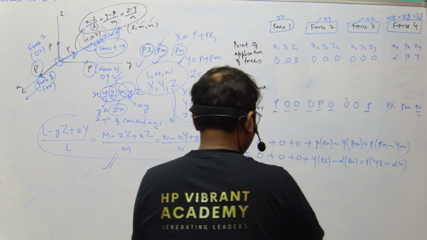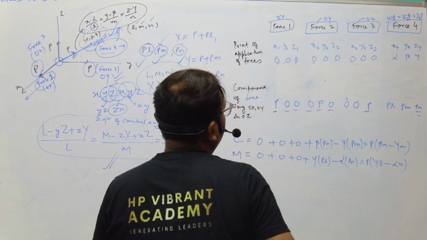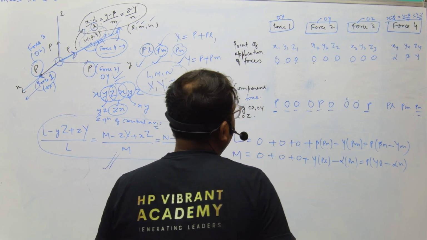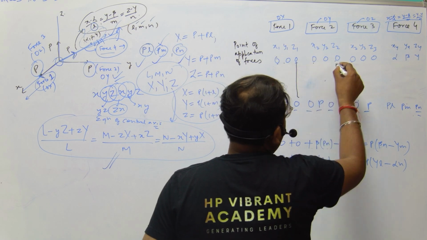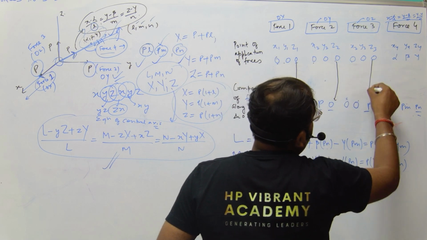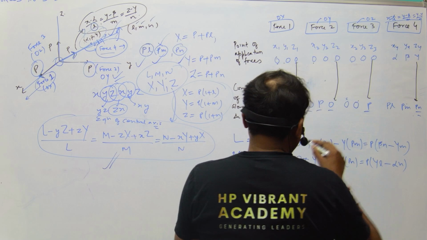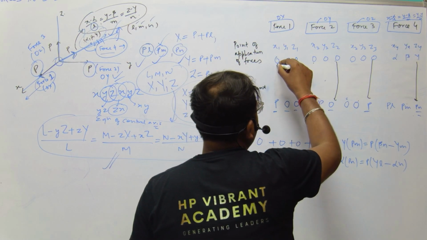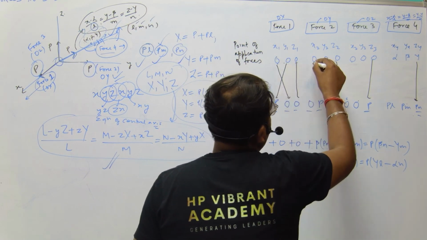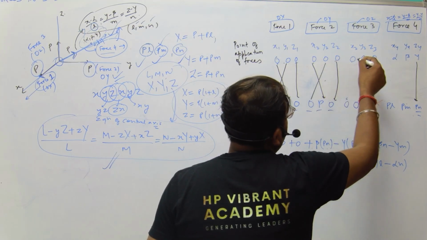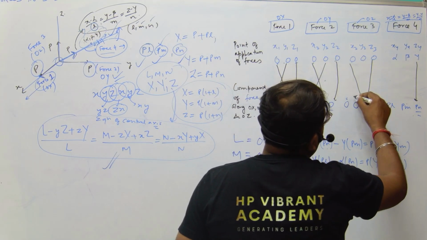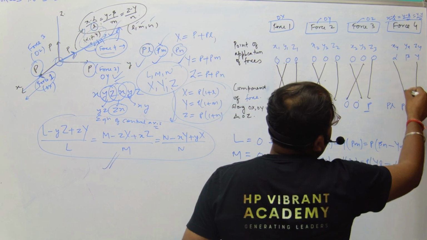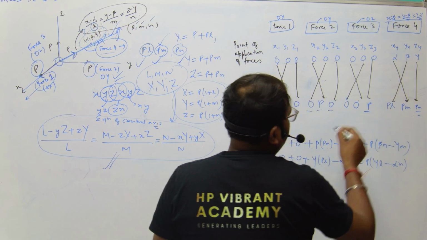okay, so for this we have to hide the third column. Okay, so let us hide this. So we have to hide this, this, this, and this. So the cross multiplication will be like this: 0 times 0 minus 0 times P, 0 times P minus 0 times 0. This is 0 times 0 minus 0 times 0. This is alpha times Pm minus beta times Pn.